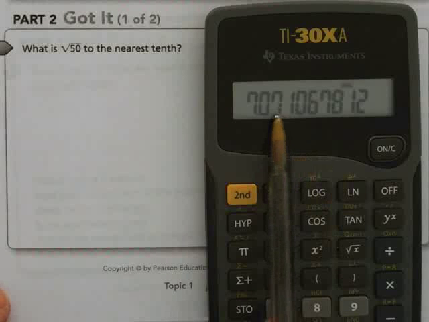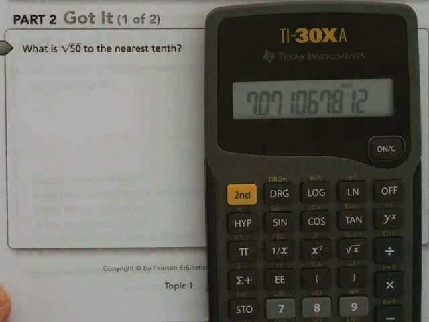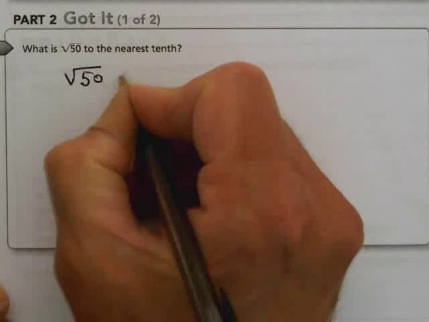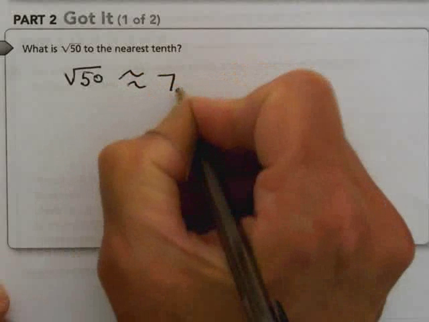Looking at the 100th place, that's a 7. Therefore, I'm going to round the 10th place, which is a 0, up, so that will mean it is 7.1. And so I can say that the square root of 50, approximately to the nearest 10th, is 7.1.